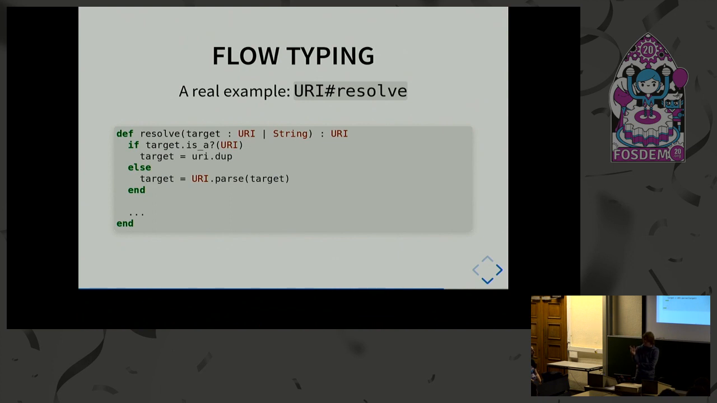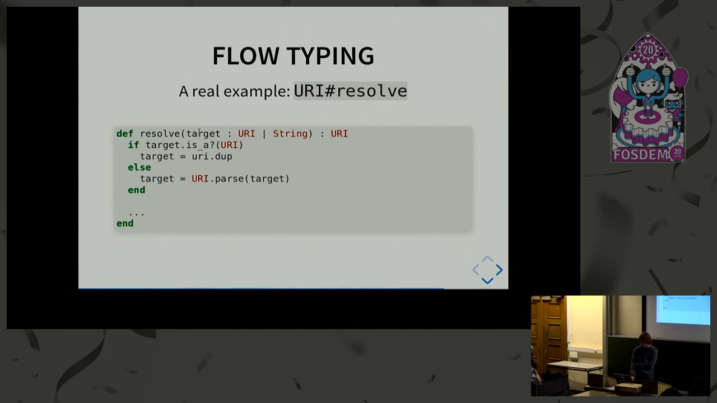a string to this function. If it's a URI, it will duplicate the URI. Otherwise, it will parse the URI from the string that you pass in. So this is one function which takes a union type, and based on that union type, it will do a different thing. And this is flow typing because the target variable has a different type at multiple different points in this function.